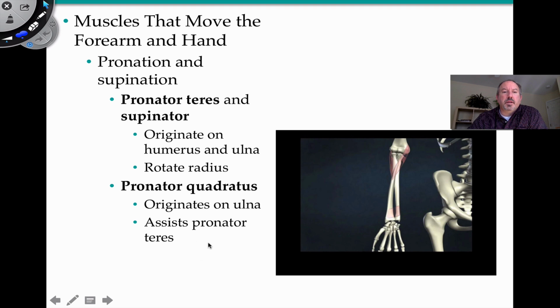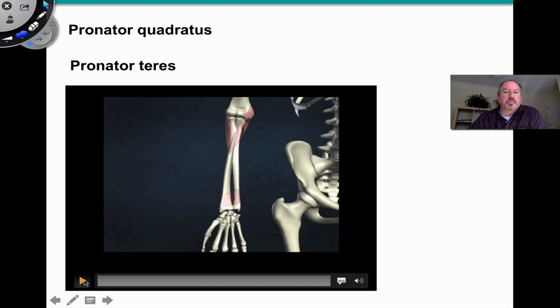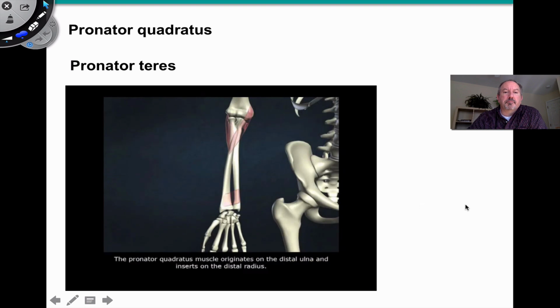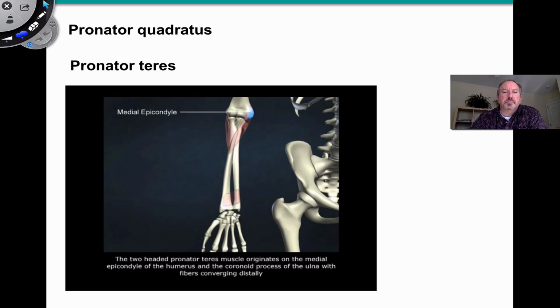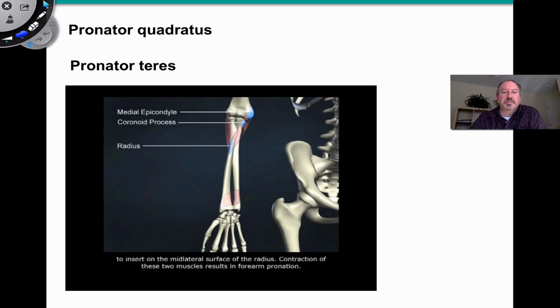Okay. And again, they're involved in supination of the forearm. The pronator quadratus muscle originates on the distal ulna and inserts on the distal radius. The two-headed pronator teres muscle originates on the medial epicondyle of the humerus and the coronoid process of the ulna, with fibers converging distally to insert on the mid-lateral surface of the radius. Useful to know your bones. Contraction of these two muscles results in forearm pronation.